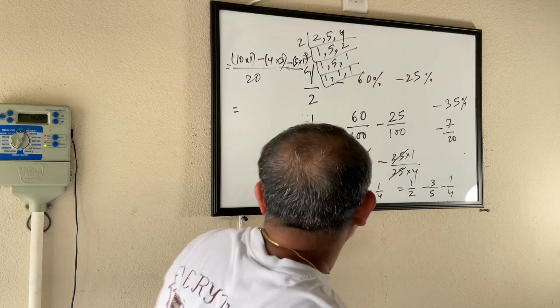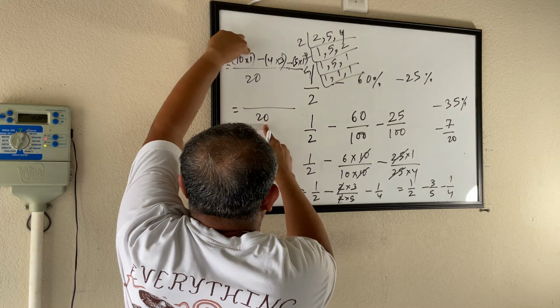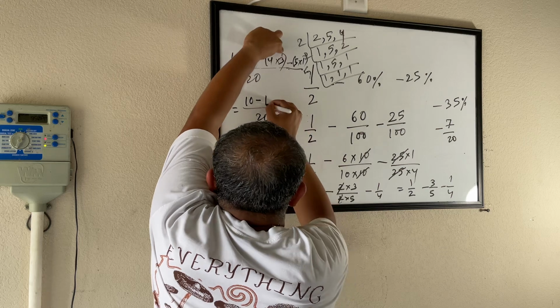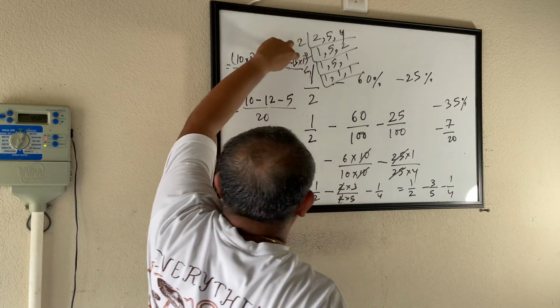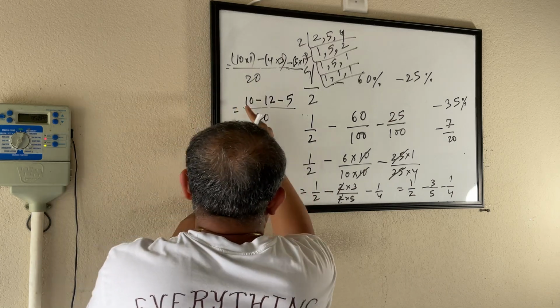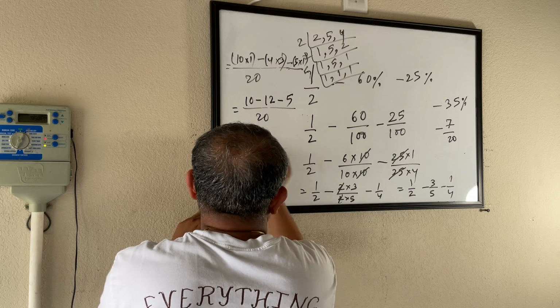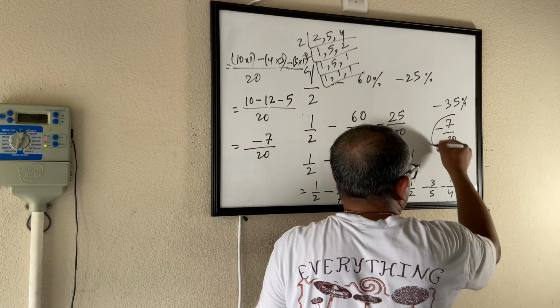Okay. So now 10 into 1. So 20 remains in the denominator. 10 into 1 is 10. Minus 4 into 3 gives me 12. Minus 5 into 1 gives me 5. So 10 minus 12 minus 5. 10 positive, 17 negative. That is minus 7 divided by 20. That was one of the answers that we got.